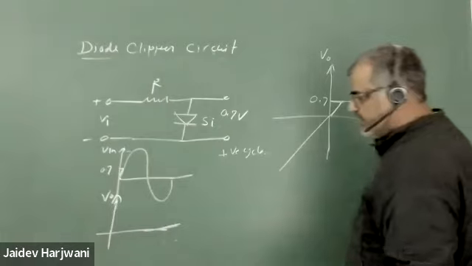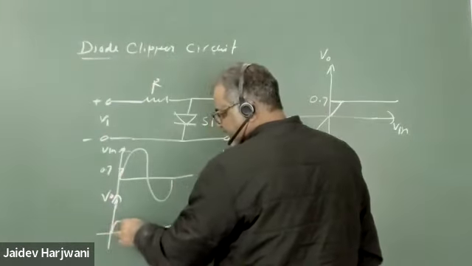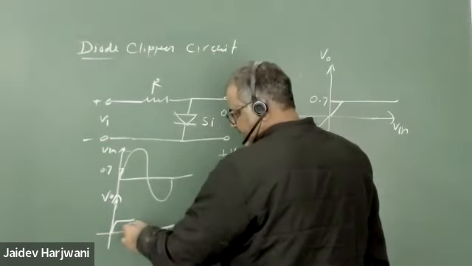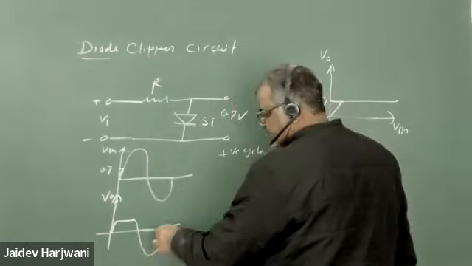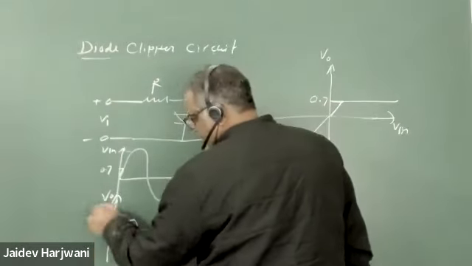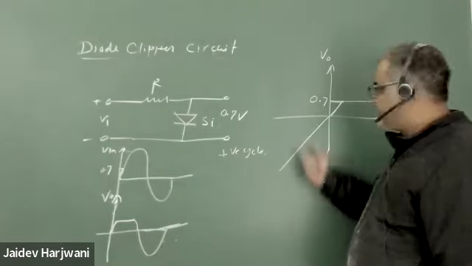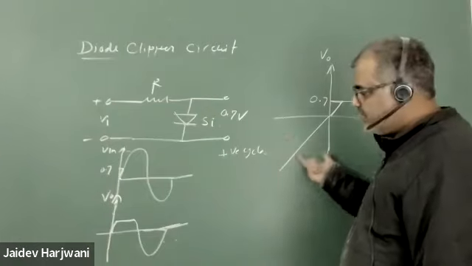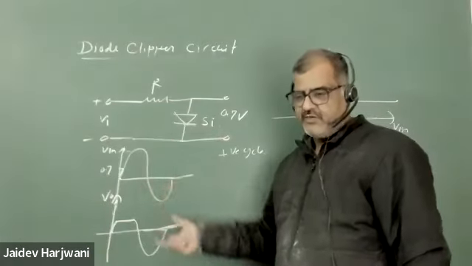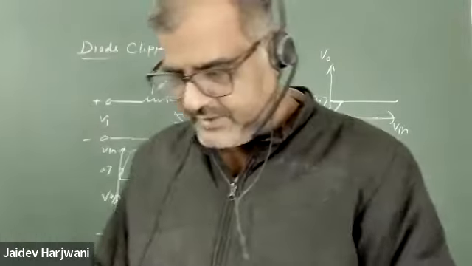Now similarly you can plot here. Up to 0.7 you get the same thing. After that it will clip to 0.7. Then if you go down, in the negative cycle this will come as it is. So this is your V output versus V input graph. The advantage when you have a transfer function graph like this is that you can draw it for any function. I hope I'm clear. Is it clear?